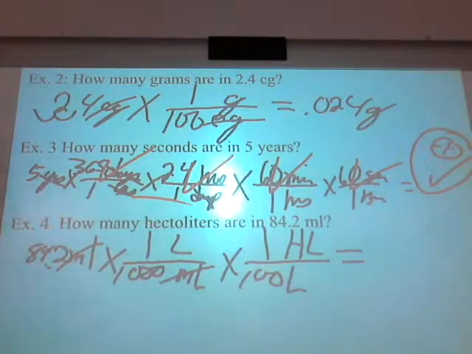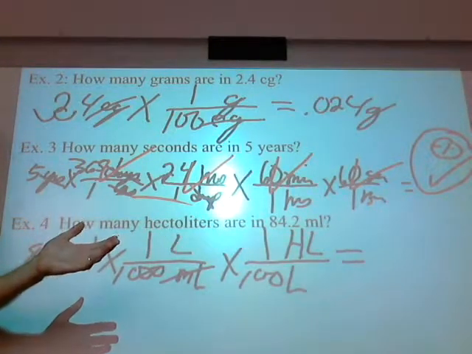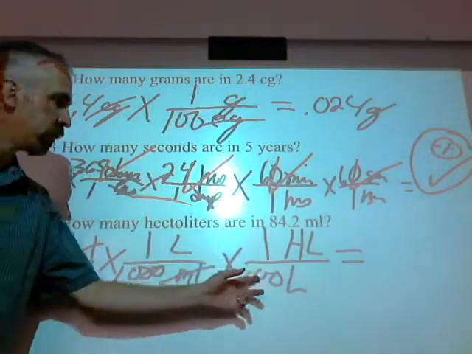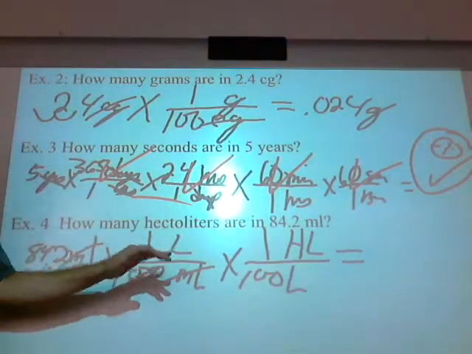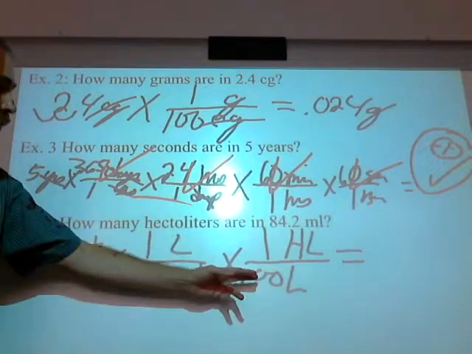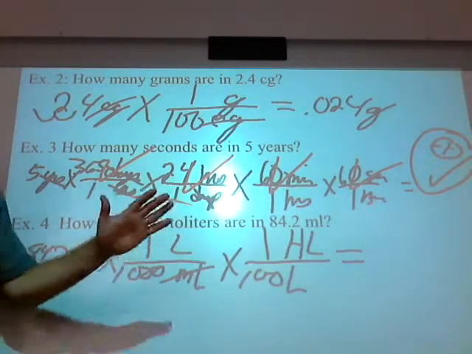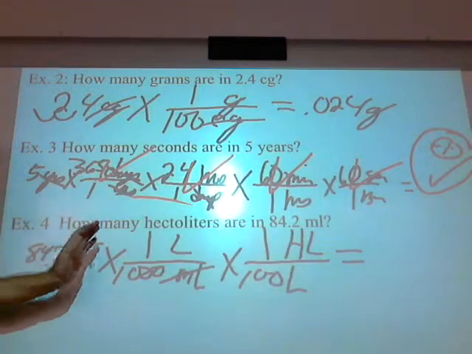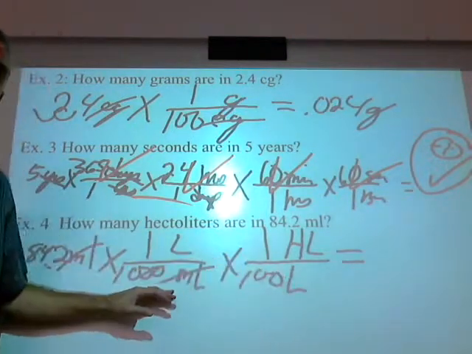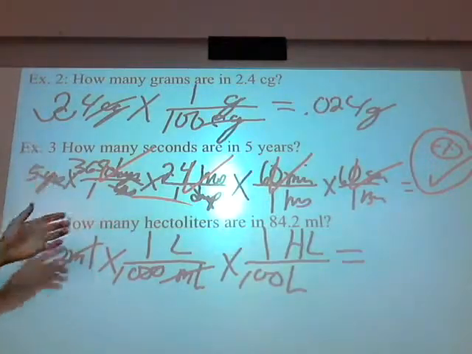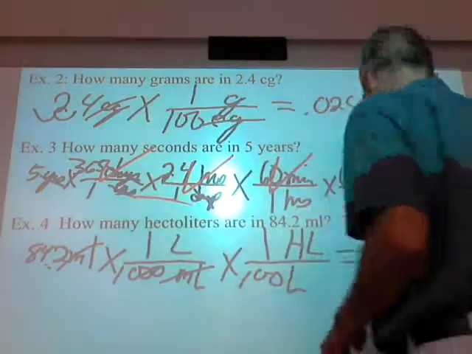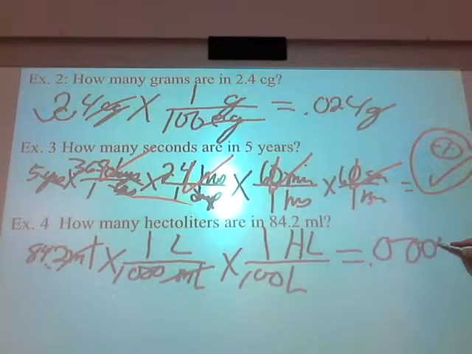How many places will I move, and what do I do to get the number of places? 5. 1, 2, 3, 4, 5. Count the zeros. Right, correct. And will I make this guy bigger or smaller? Smaller, because these are being divided. They're in the bottom. If you're multiplying by a fraction, the denominator is going to make it smaller. If the number's in the bottom, it's going to make it small. So it's 5 places smaller, which makes this guy 0.00842 hectoliters.